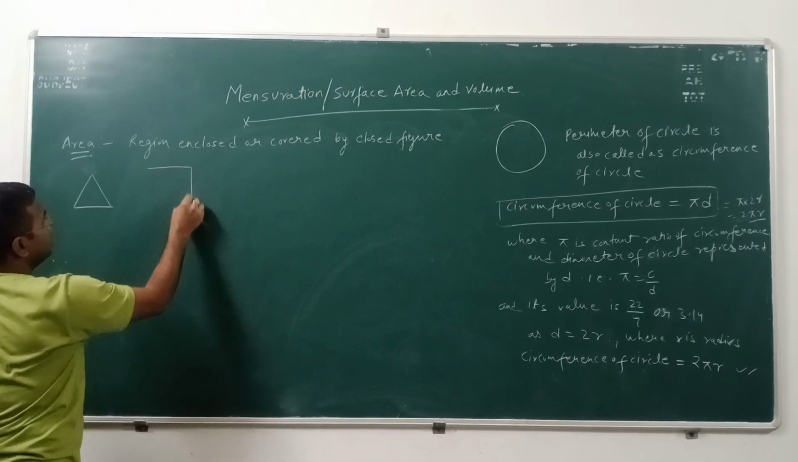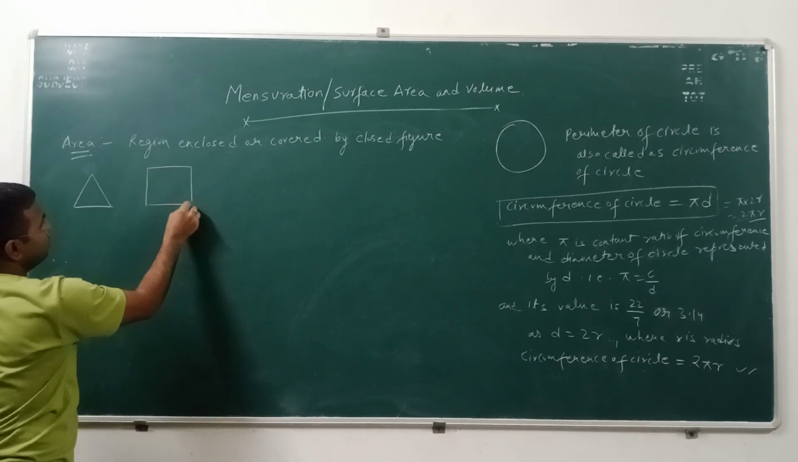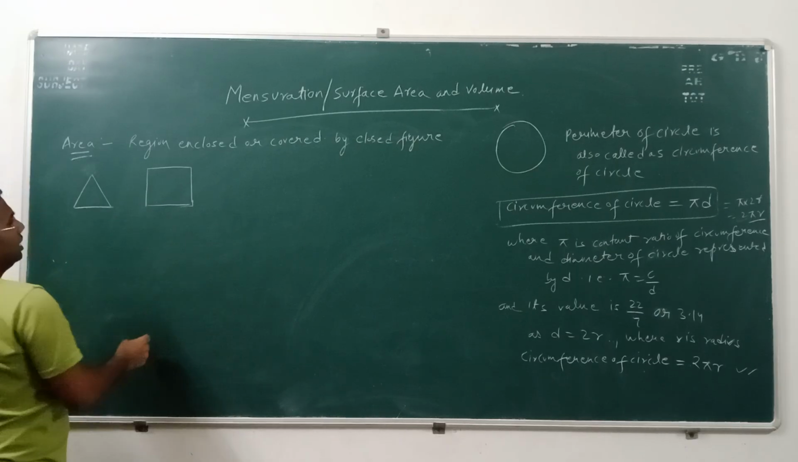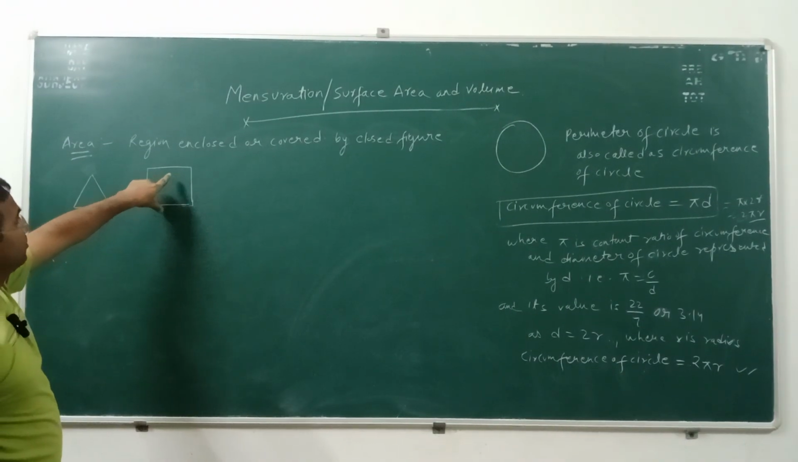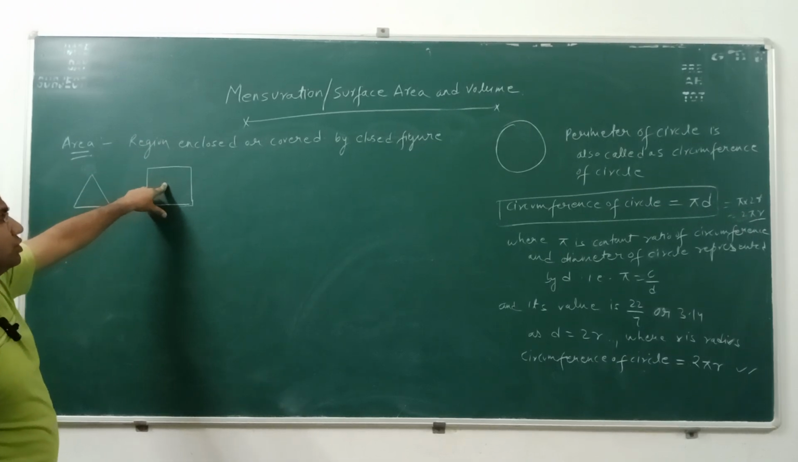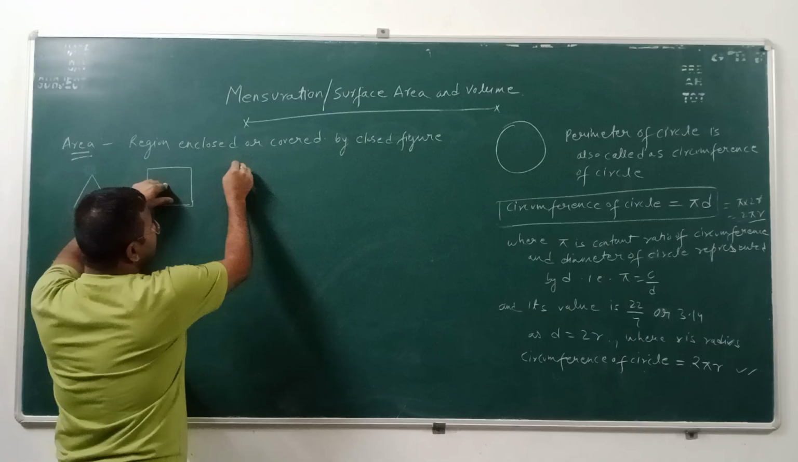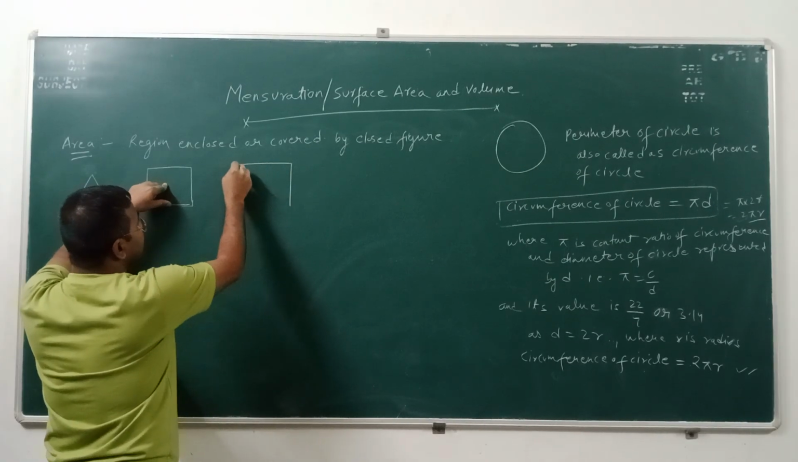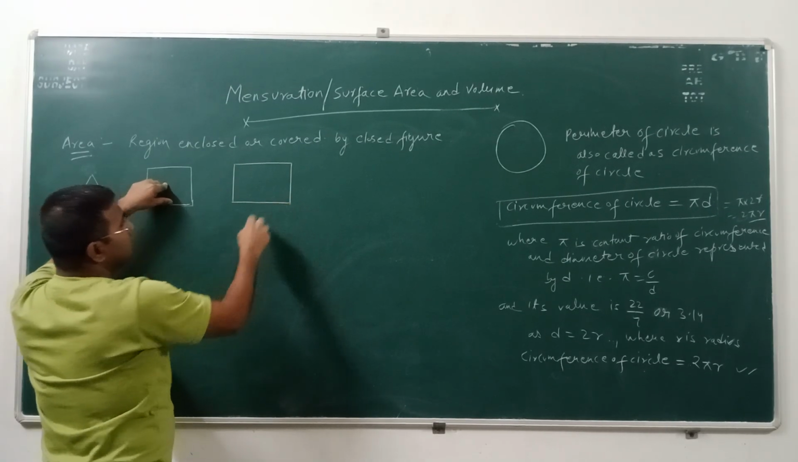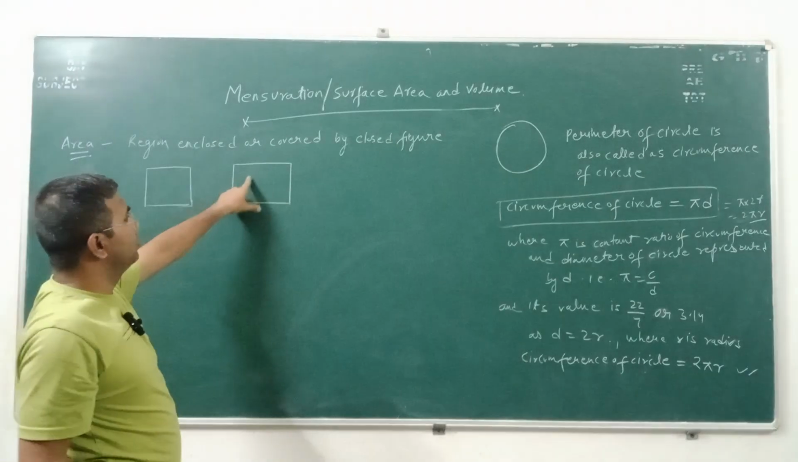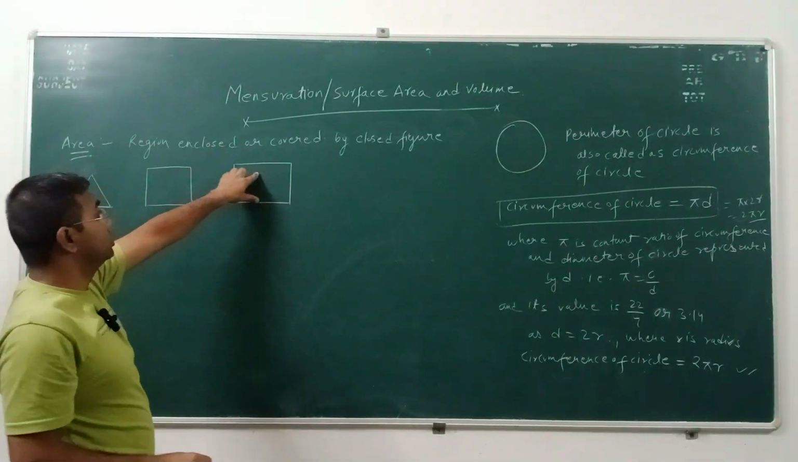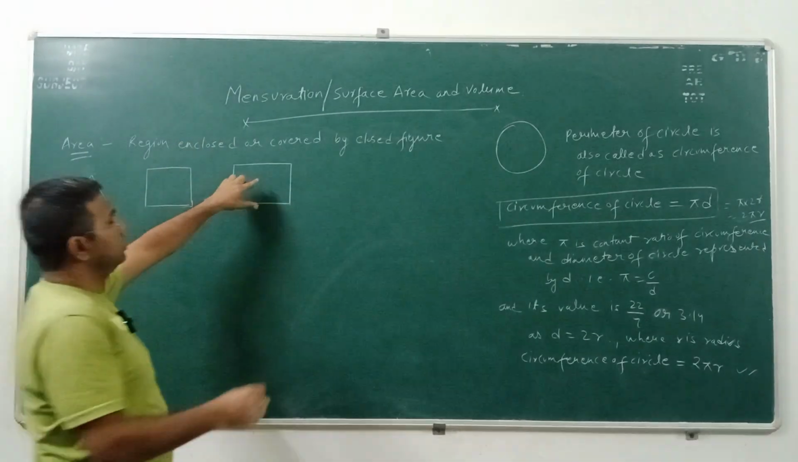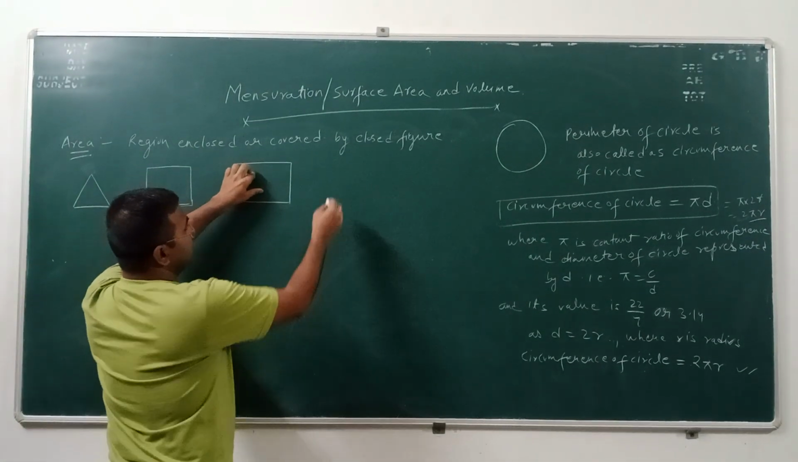Suppose you have made a square. You can see this square has covered or enclosed a portion of this board, and this region is called the area of the square. Suppose you have made a rectangle, then this rectangle has enclosed this region of the board. Then this much is called area.